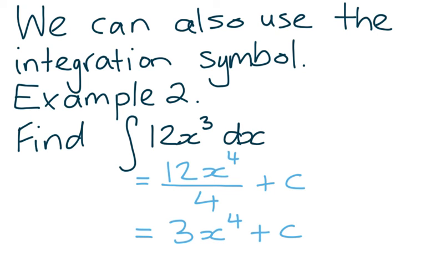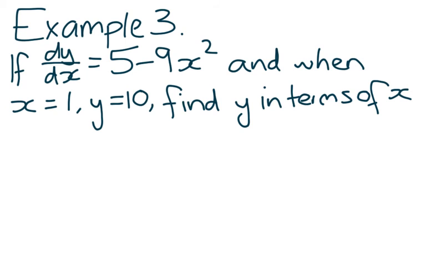Again, it's an indefinite integral. We don't know anything about it, so we just put plus c on the end. This next example does give us enough information to find c. So what we have to do, it says if dy by dx equals 5 take away 9x squared, and when x equals 1, y equals 10, find y in terms of x.